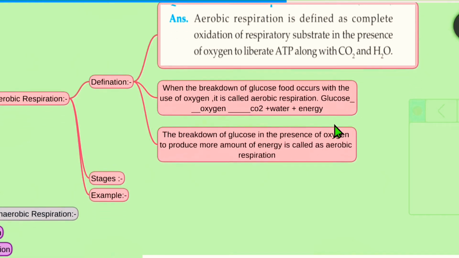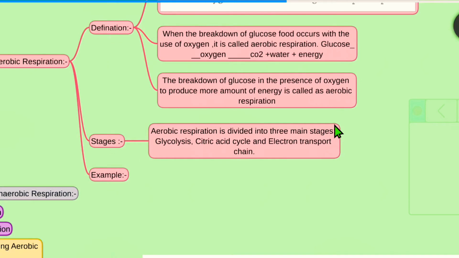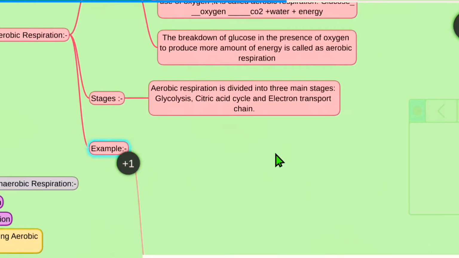And let's see the stages of aerobic respiration. Aerobic respiration is divided into three main stages. The first one is glycolysis. The second one is the citric acid cycle, also known as the Krebs cycle. And the third one is the electron transport chain. And now let's see the examples.